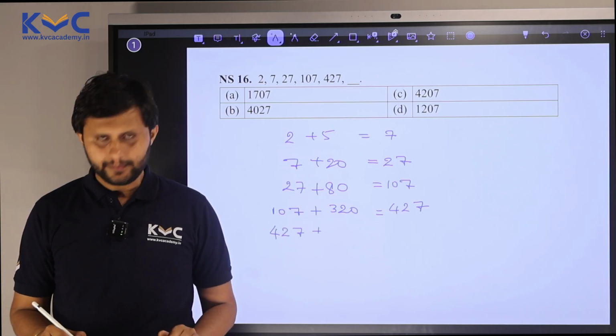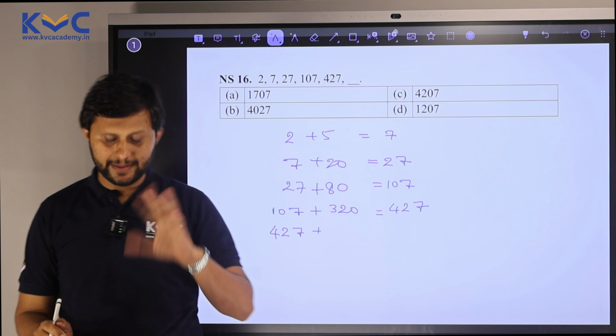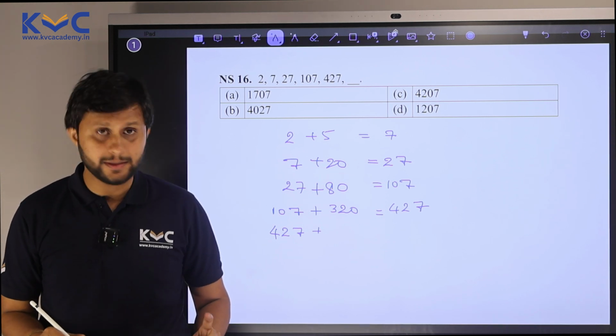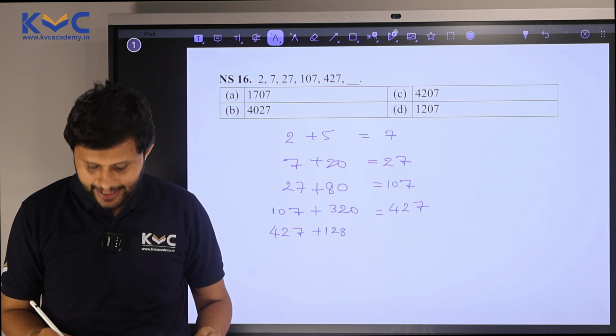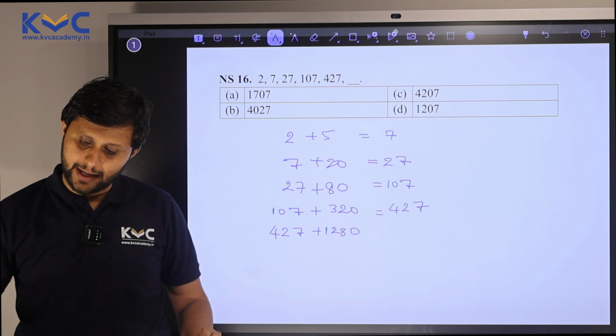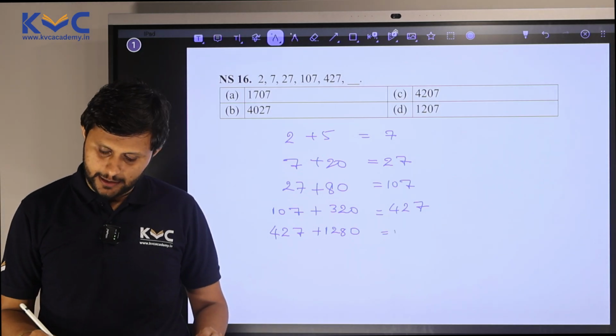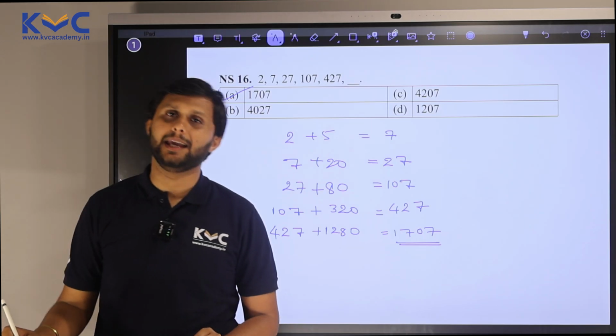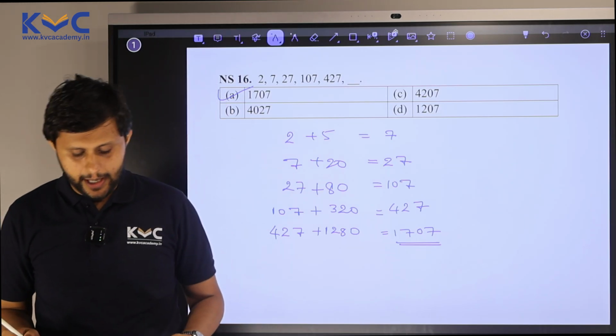427 plus the previous number is 320. 320 into 4 is 1280. Let's check this. 1280 plus 427, and the answer is 1707. Option A. Option A is the right answer.